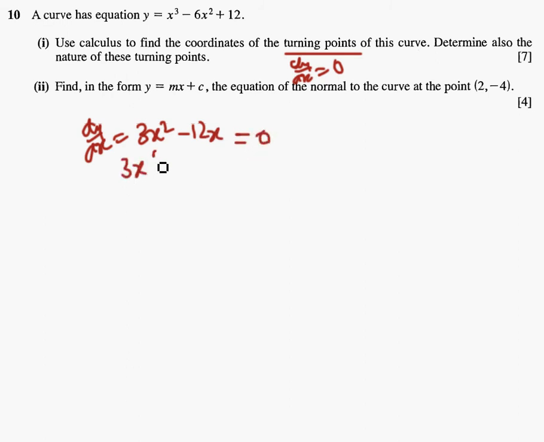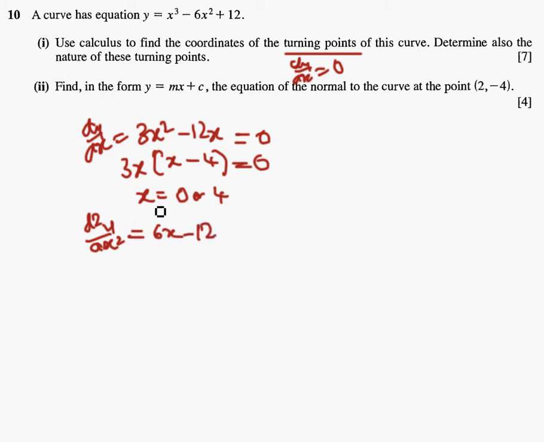It factorizes, we can take 3x out, so it becomes 3x times (x minus 4), and we get x is equal to 0 or 4. Now, to work out the nature of the turning points, we need to work out the second differential. So we differentiate this: 3x squared differentiates to 6x, minus 12x differentiates to minus 12. And then we need to work out whether, when x is 0 and when x is 4, the second differential is positive, negative, or 0.